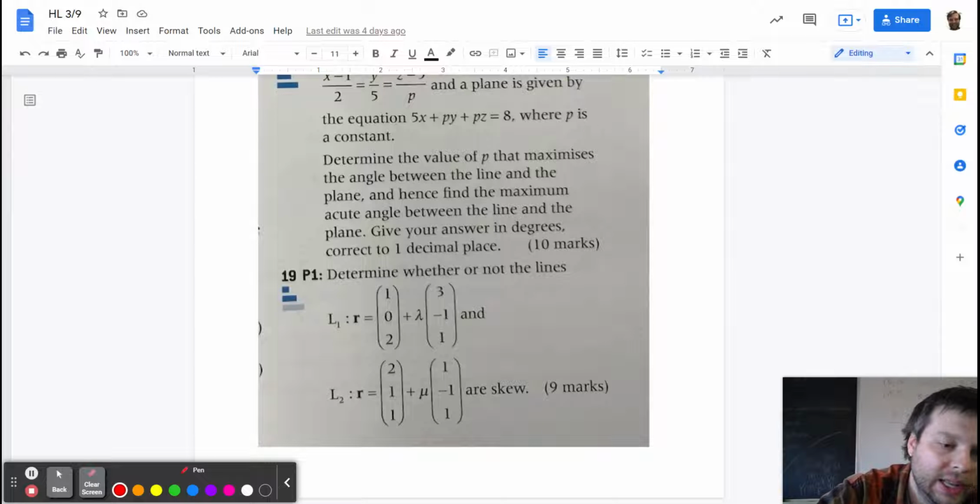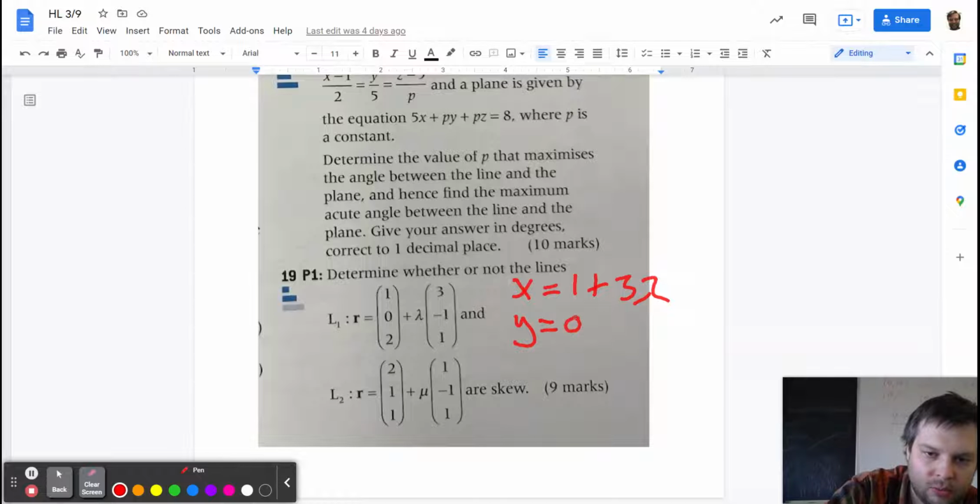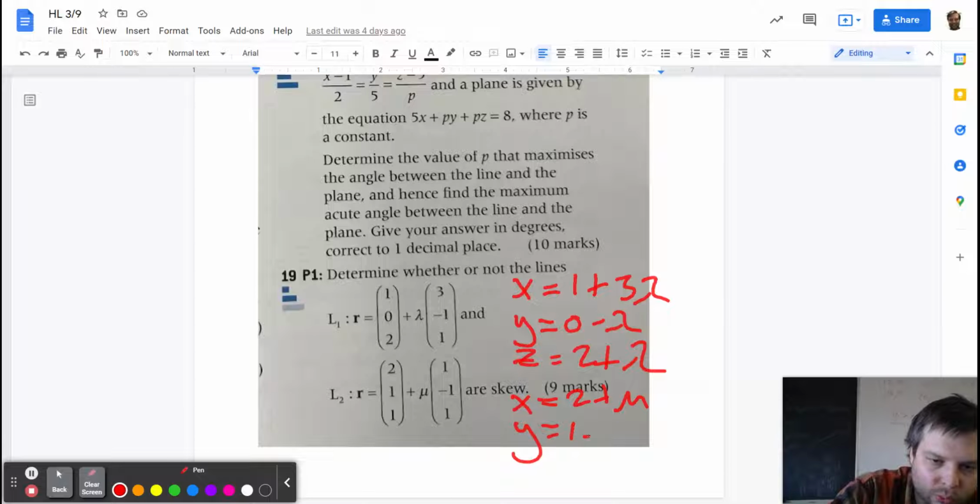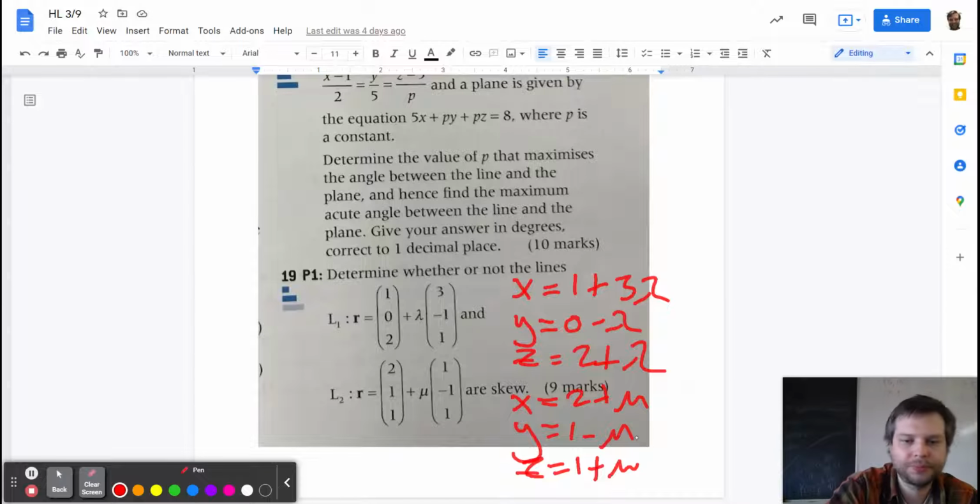So I like to write them in their component or their parametric forms. x equals 1 plus 3 lambda, y equals 0 minus lambda, z equals 2 plus lambda. For the other one, x equals 2 plus mu, y equals 1 minus mu, z equals 1 plus mu. And then we just set them equal to each other and run down the list.